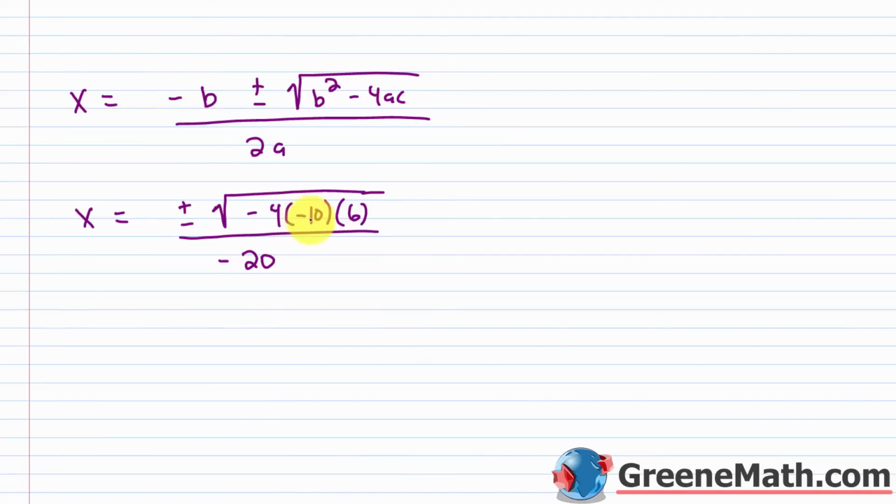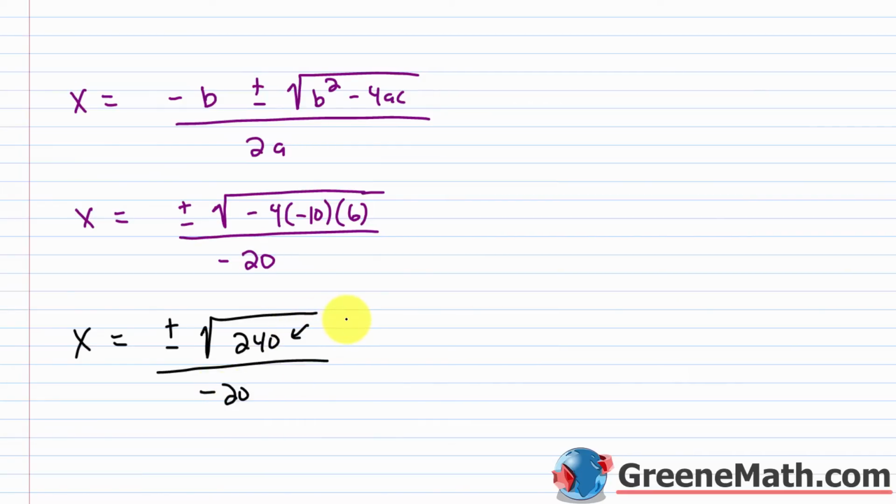All right, so we know we have a negative times a negative, that's positive. Then I would do 4 times 6, that's 24. And then 24 times 10, that's 240. So I would have the square root of 240 over negative 20. Now, 240 is not a perfect square, but I know that factors of 240 would be a perfect square. So let's think about what we can do here.